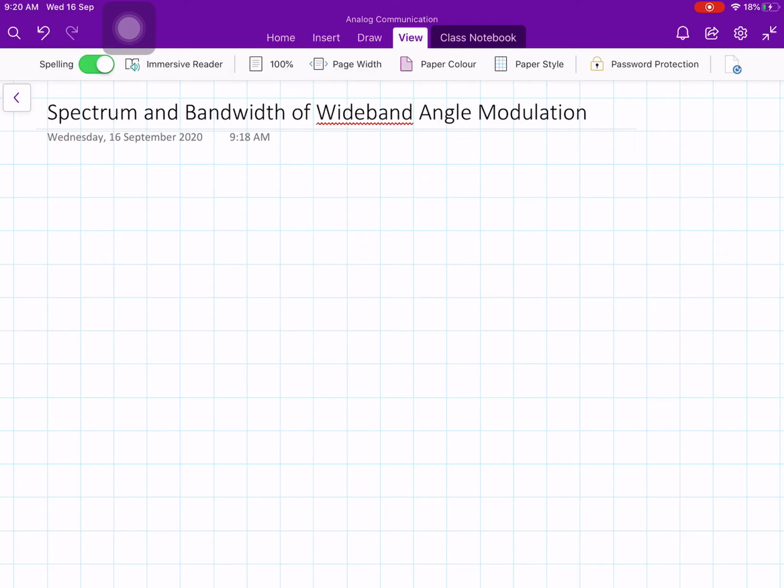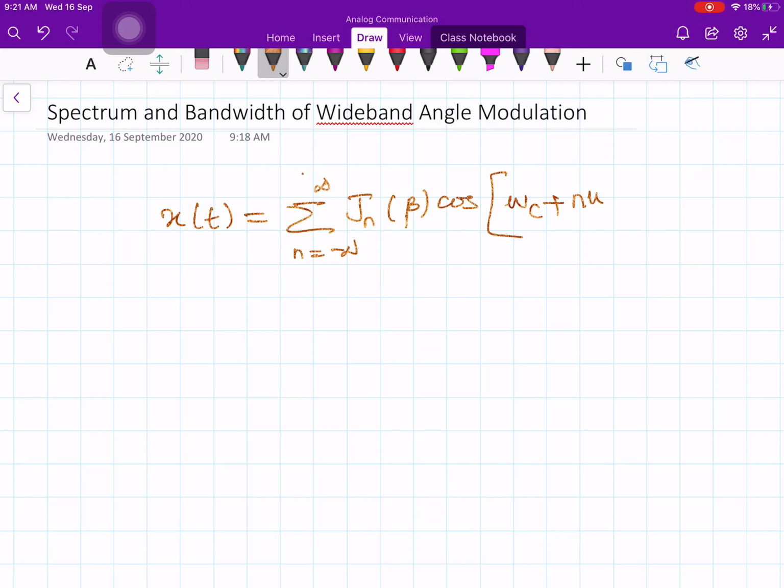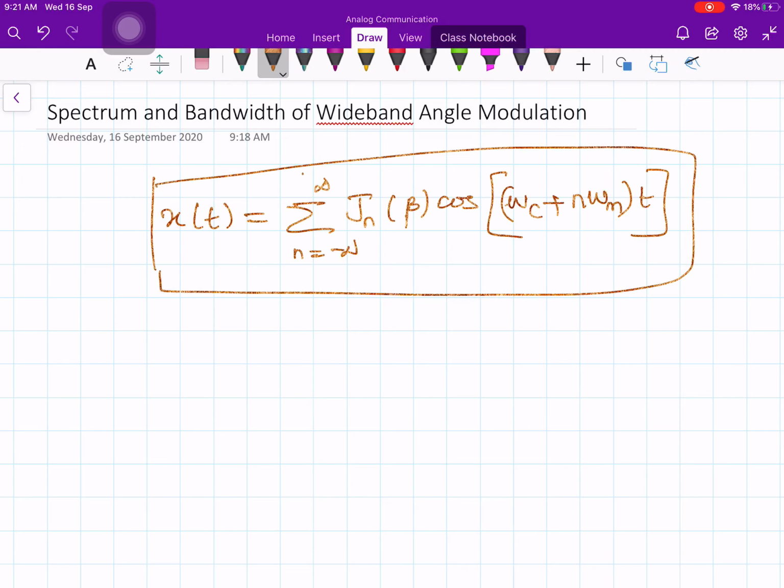In this lecture, let us learn the spectrum and bandwidth of wideband angle modulation. If you recall, the frequency modulated signal is written as follows. x(t) is equal to the sum from n equals minus infinity to plus infinity of J_n(β), the Bessel function of order n with the parameter β, times cos of (ω_c + nω_m)t. Recall this equation for the frequency modulated signal.